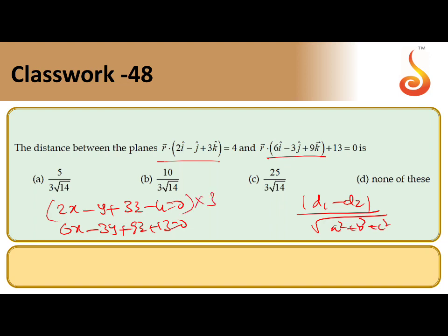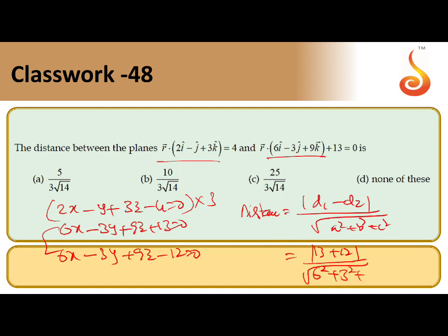So first one multiplied by 3, then what comes? 6x minus 3y plus 9z minus 12 equal to 0. So now these two are final. Now d1 minus d2: 13 minus minus 12 by root over 6 square plus 3 square plus 9 square. So what do you get here? 25 divided by root over 36 plus 9 plus 81. So root 126. That gives 25 by 3 root 14.